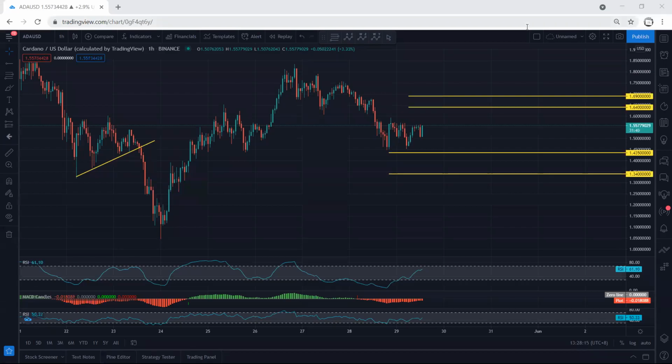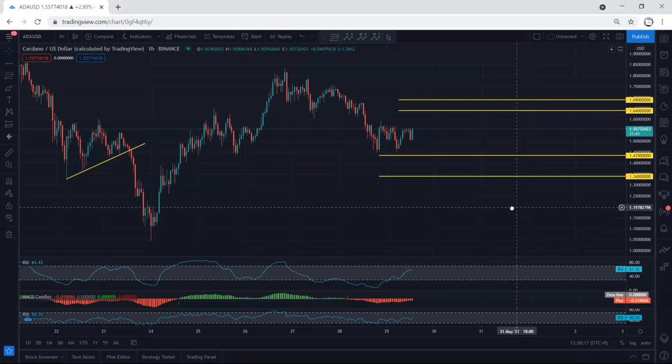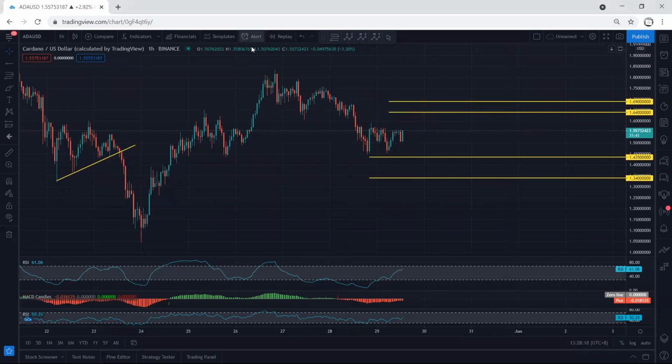ADA, we start with the 1 hour chart. Just want to give a quick update. If you refer to our analysis in my last video, when the price was exactly within this move, we mentioned if we get the trade for buy, we can look for buy. But as we can see, the price dropped.